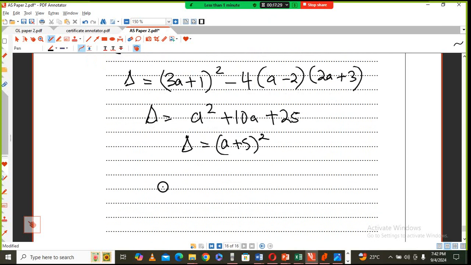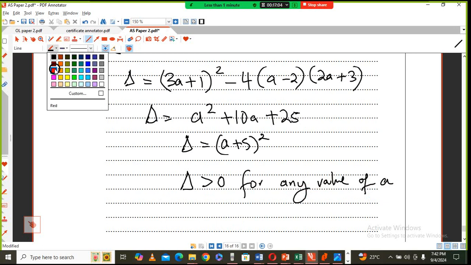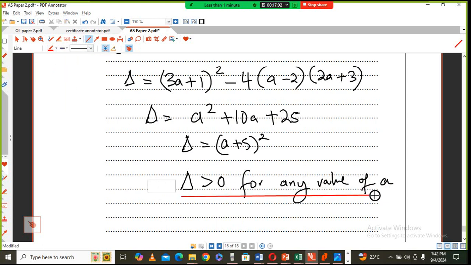So since that is the case, you then go ahead and say the discriminant will be greater than 0, not for all, but for any value, because there are some values where it will not work, like negative 5. So you say for any value of a except negative 5, right? And we accept this answer, and you can actually go ahead and give that answer.